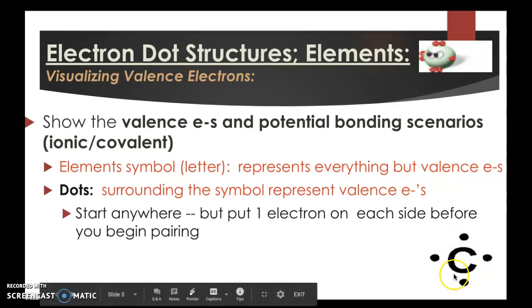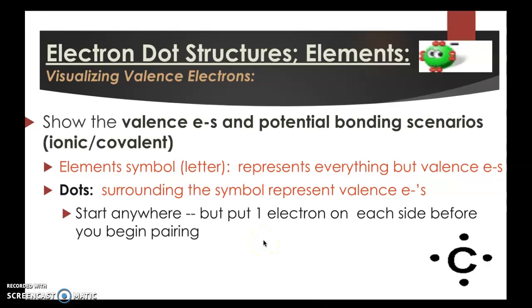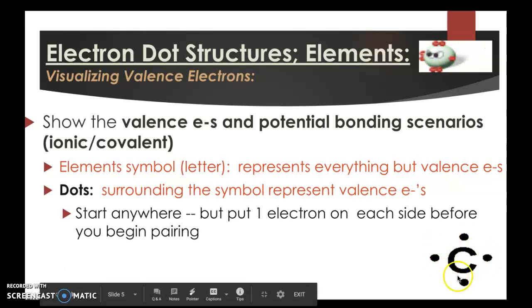This is an example of what it looks like down here. You don't have to draw that picture yet. We'll see this on the next slide too. When you put the dots around the symbol, you can really start anywhere, but put 1 electron on each side before you begin pairing them up. Something like carbon with 4 valence electrons, you wouldn't pair up these electrons until you have to. You just put 1 on each side: top, bottom, left, and right.